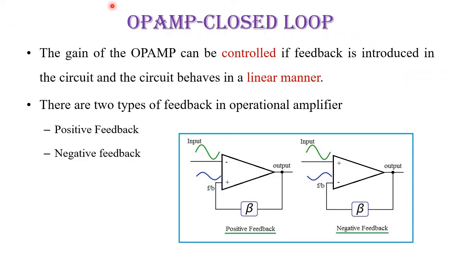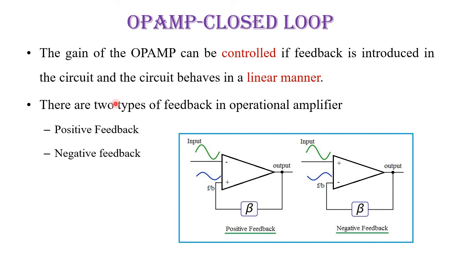Closed loop configuration of the operational amplifier. So when the output is given back to the input, then it is called as closed loop configuration. So the gain of the closed loop configuration of operational amplifier can be controlled, whereas in open loop the gain is infinite, whereas in the closed loop the gain is controlled. Okay, and the circuit behaves in a linear manner, so it can be operated in a linear way. All right, so that is the advantage of this closed loop configuration. So you can have a controlled outputs.